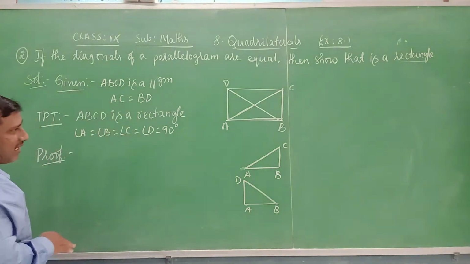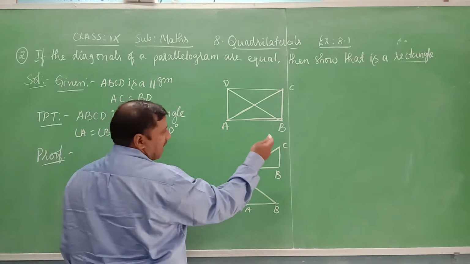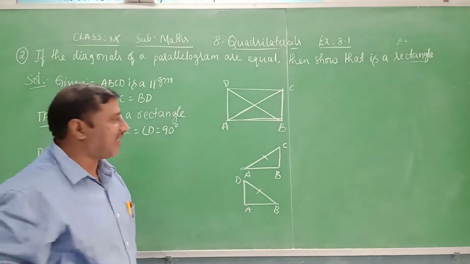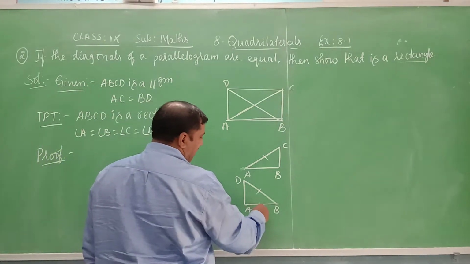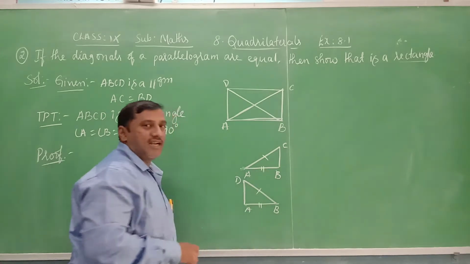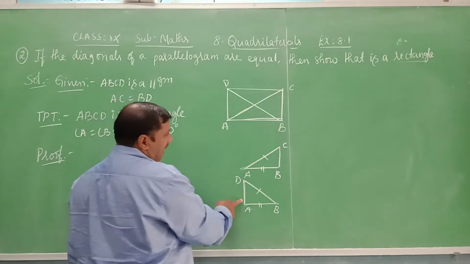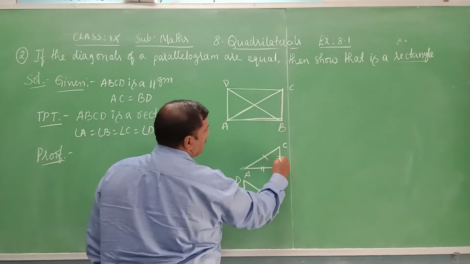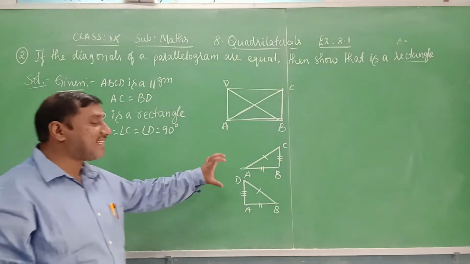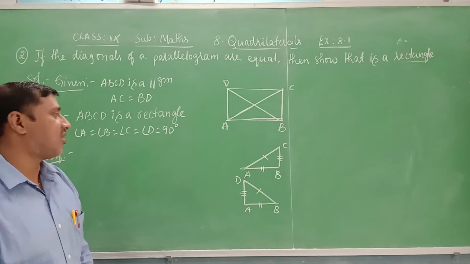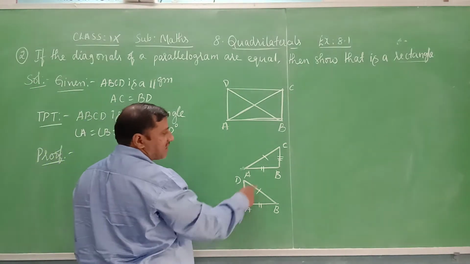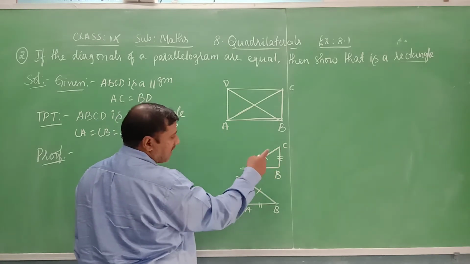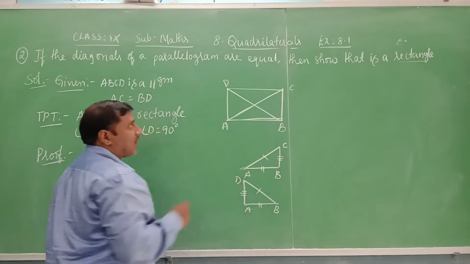So consider these two triangles. It is given in the question itself, AC is equal to BD, that is the two diagonals are equal. And AB is equal to BA, the common side of the two triangles, and AD and BC are opposite sides of the parallelogram and they are equal. Now by SSS congruency, the two triangles are congruent triangles. Now by CPCT, angle A is equal to angle B, and angle C is equal to angle D.